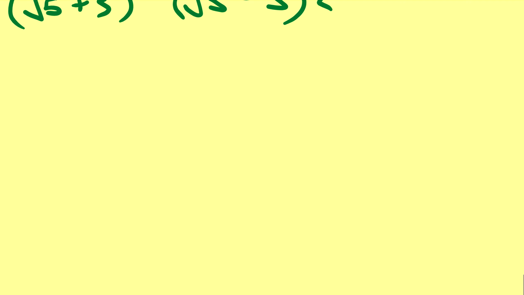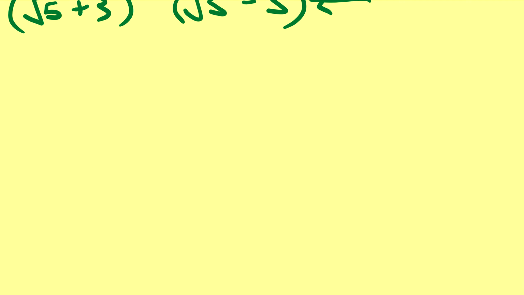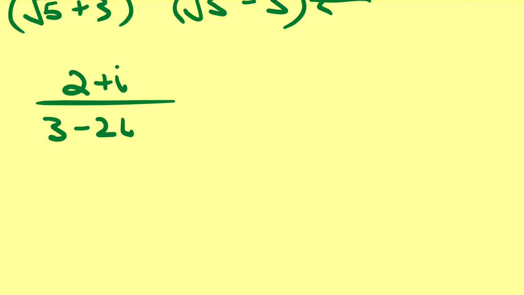So, without further ado, let me get this example 10 up, where it is 2 plus i divided by 3 minus 2i. And so what I want to do is multiply the denominator by its conjugate. And that means I'm going to multiply 3 plus 2i, top and bottom.